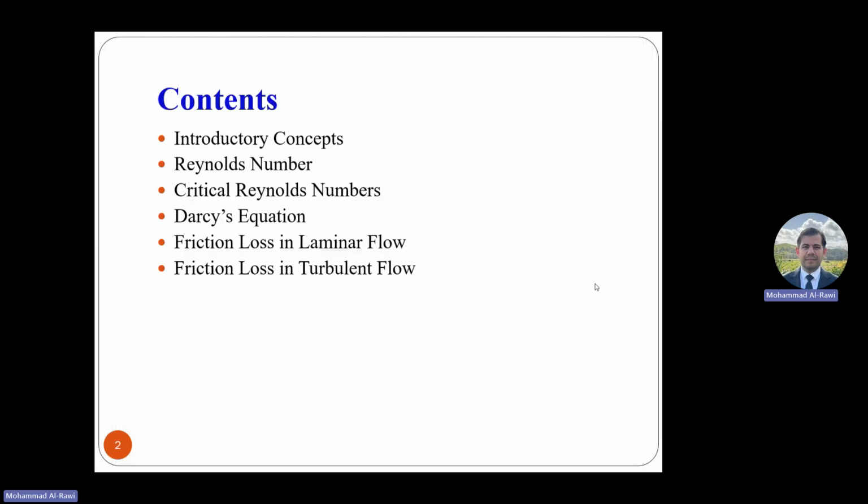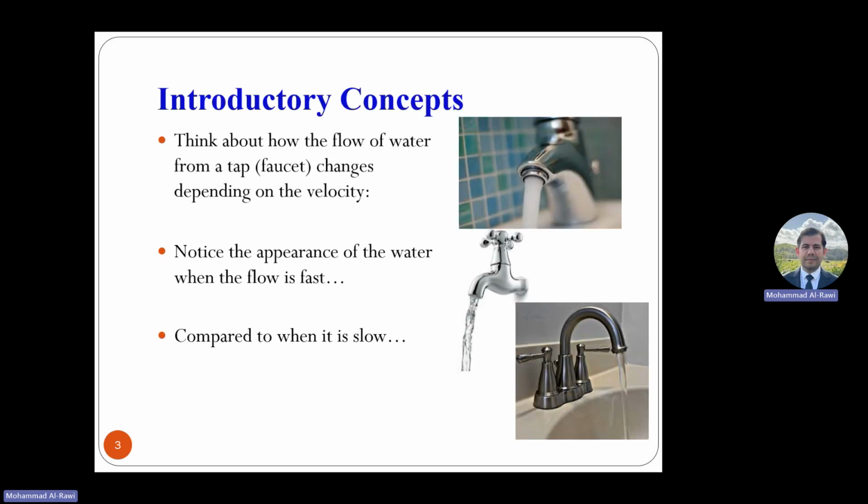So the contents will introduce the concept, define Reynolds number. Here, Reynolds number is just written in a different way, and we'll show you the difference. Critical Reynolds numbers, Darcy's equation, friction loss in laminar flow, and friction loss in turbulent flow. So those are the important flows we're focusing on. In between them, there's a transitional regime, and we'll talk about that later.